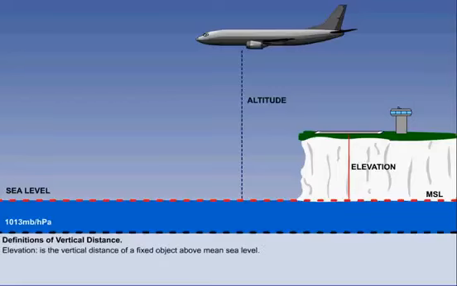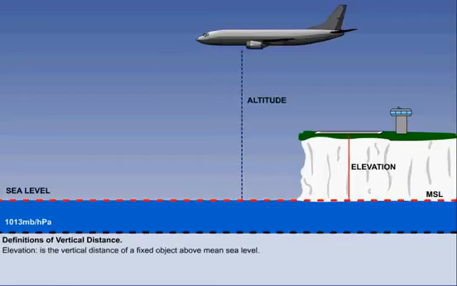Elevation uses the same datum as altitude, but the difference is that elevation is the vertical distance of a fixed object above mean sea level. By fixed object, we normally mean the ground. Therefore, elevation in this case is referring to the vertical distance of this runway above the sea.